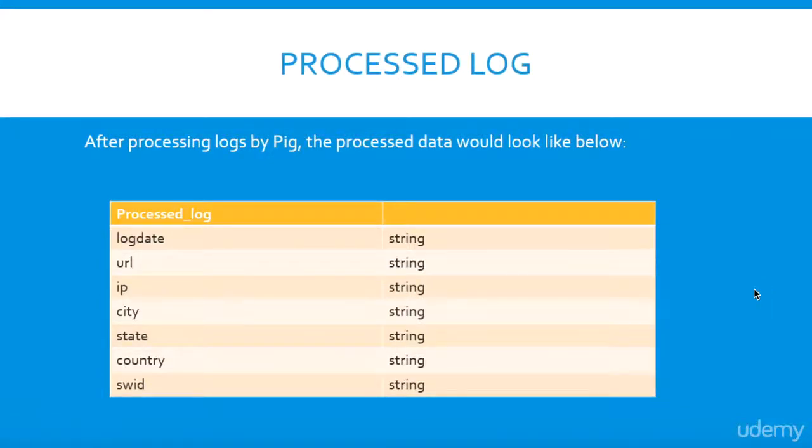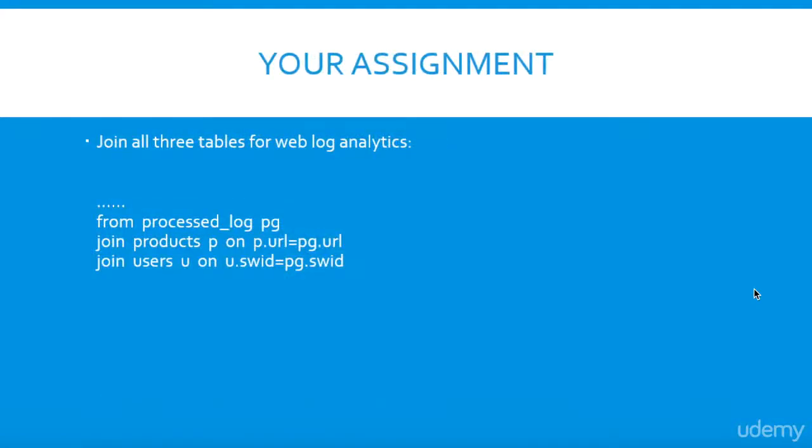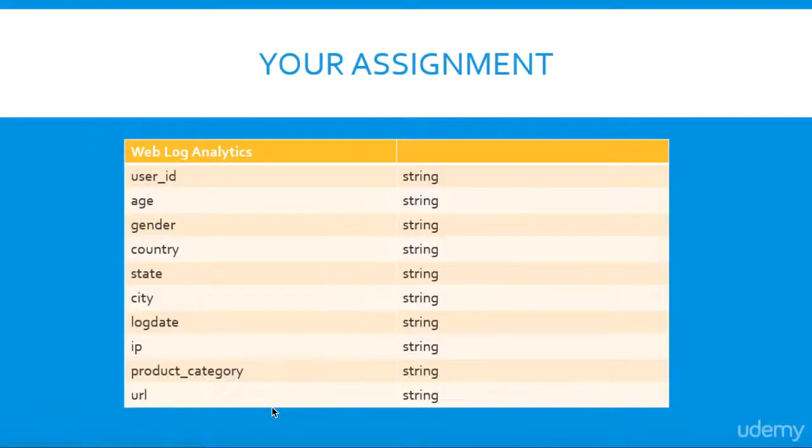There is an assignment for you in this data pipeline. The assignment is you have to join all three tables, that is processed logs, products, and users, to create a new flat table in Hive. And here I have given you a hint on how to join the tables. And the table schema should look like this. It should contain user ID, age, gender, country, state, city, log date, IP address, product category, and the URL.